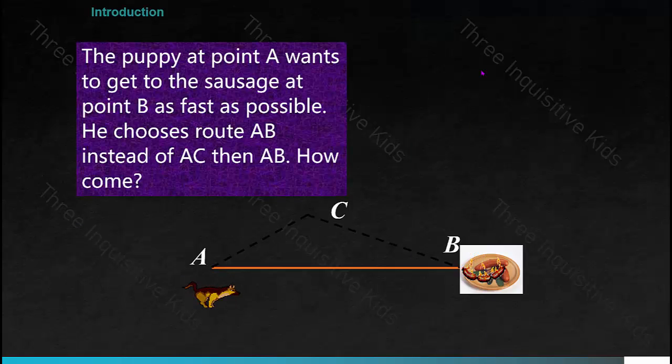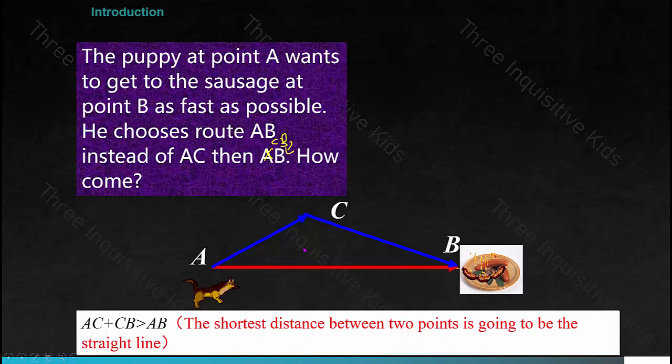So here is an animation. The puppy at point A wants to get to the sausage at point B as fast as possible. He chooses route AB instead of AC, then CB. How come? Why did he choose that? Why did he choose the red route instead of the blue one?